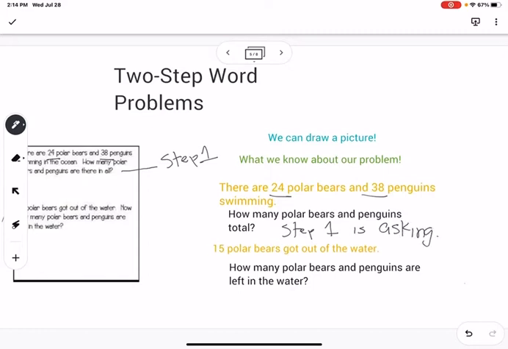Then right here is step 2. Step 2 says that, you can't really see it over there, but there are 15 polar bears that got out of the water. How many polar bears and penguins are left in the water? So looking at step 2, 15 polar bears got out of the water. And the question is asking how many polar bears and penguins are left in the water.